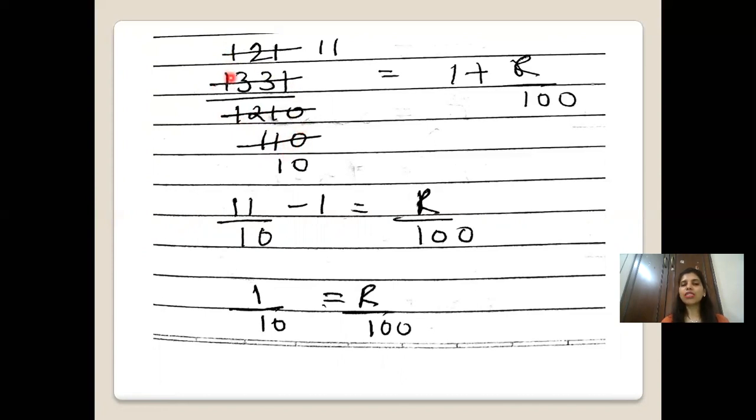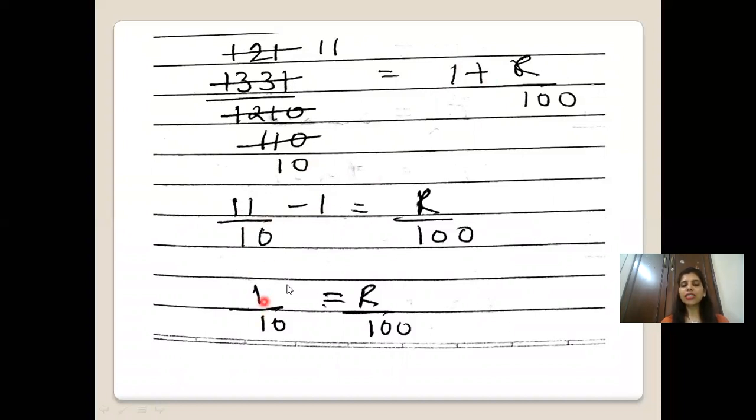Then 11 ones are 11, 2 carry over, 11 twos are 22, 1 carry over, 11 ones are 11. Now 11 11s are 121, 11 ones are 11, and 0. So finally you get 11 upon 10, which you can't further simplify. Now take this plus 1 to the other side, so it becomes 11 upon 10 minus 1. So 11 upon 10 minus 1 is, when you equate the denominator, nothing but 11 minus 10 upon 10.